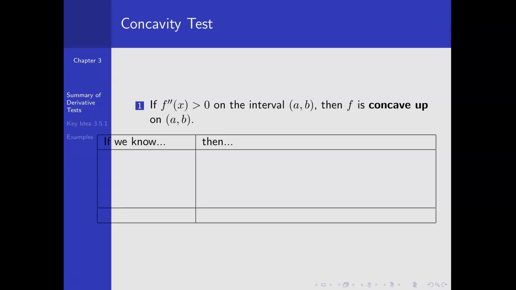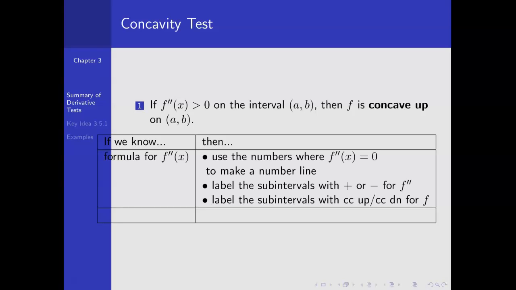Now, the concavity test. This is about concave up and concave down. The concavity test tells us if the second derivative is positive on an interval, then f is concave up on the interval. So if we know the formula for the second derivative, we use the numbers where the second derivative is 0 to make a number line. We label subintervals with positive or negative for the second derivative. We label the subintervals with concave up or concave down for f. If we know the graph of f prime, we are looking for where the graph of f prime is increasing.